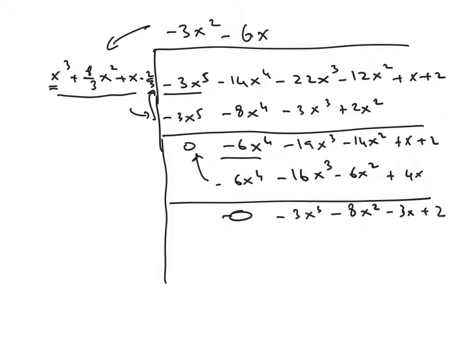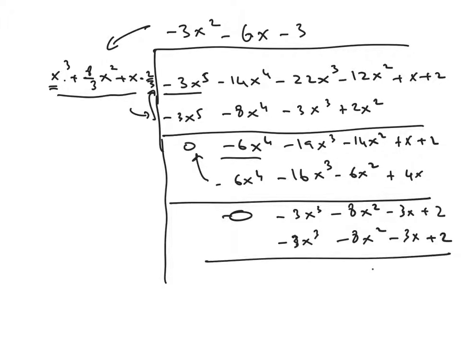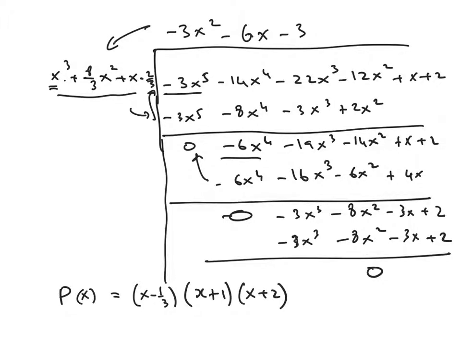Now we need the term minus 3 here, so that when we multiply we will have minus 3x^3 minus 8x^2 minus 3x plus 2, and all this gives you 0. The remainder is 0 as expected. So p of x can be written as a product of the following factors. p of x equals (x minus 1/3)(x plus 1)(x plus 2) multiplied by q of x. q of x is the quotient we found here.